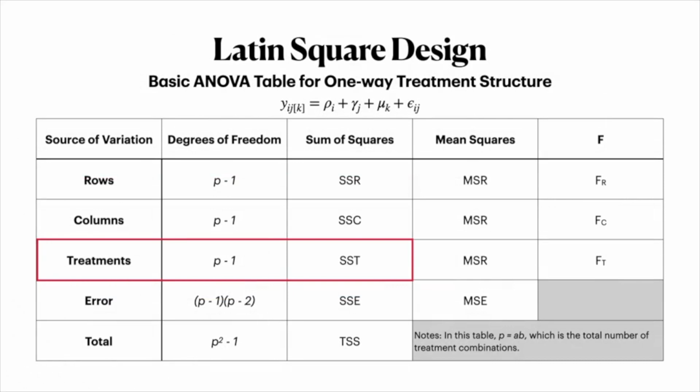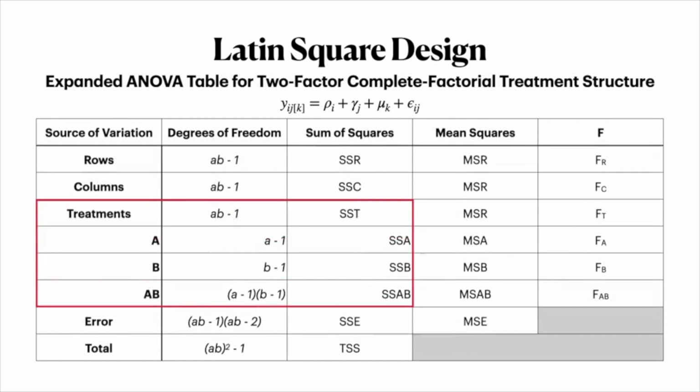And then finally, we have the basic ANOVA table for the one-way treatment structure for the Latin square design, and the means model representation for that model here in the header, and the means model notation for the treatment mean is mu sub k. We have that one parameter, and so we have one row in the ANOVA table for the treatment source of variation. But when we expand it, we have 3 rows, one row for the A main effect, one row for the B main effect, and one row for the AB interaction effect.